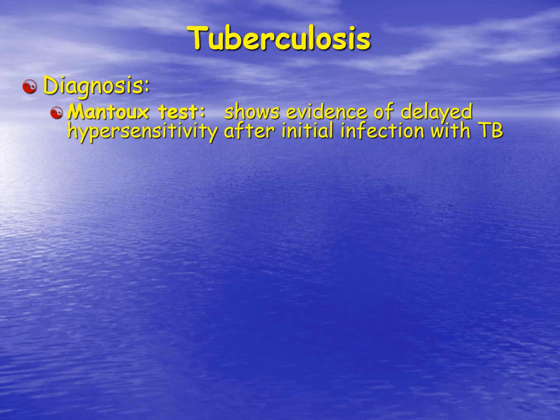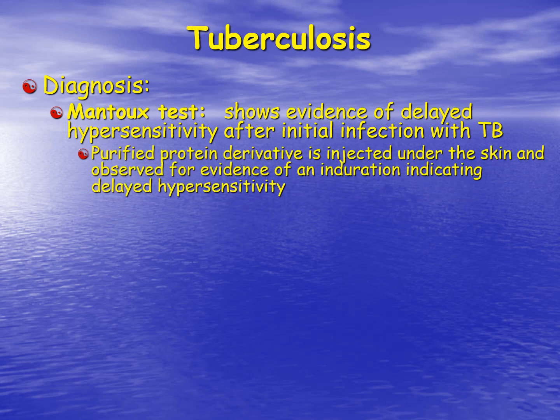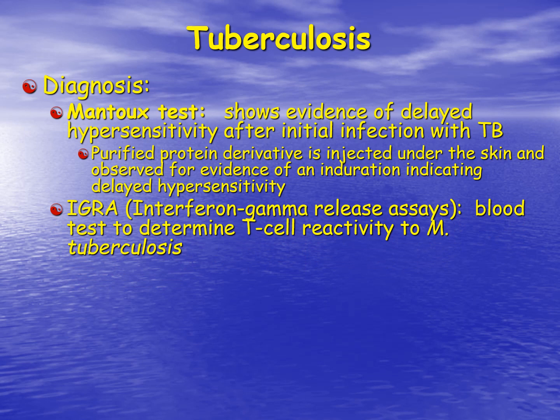Diagnosis. Many of us, since we have been in the healthcare industry, have had the Mantoux test. And this shows evidence of delayed hypersensitivity reaction after initial infection with TB. We have a purified protein derivative that is injected just under the skin, intradermally, and is observed for evidence of induration, indicating delayed hypersensitivity. This induration is basically a wheal and flare or inflammation.